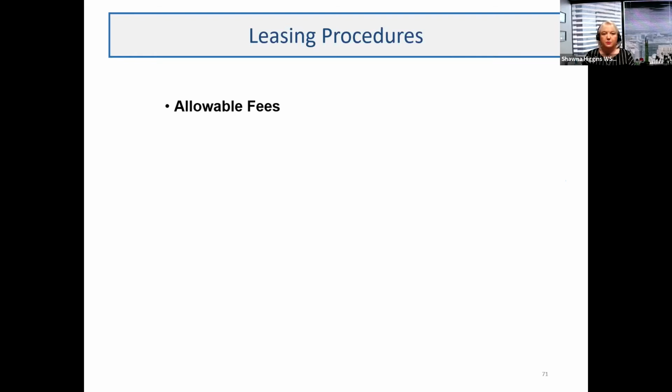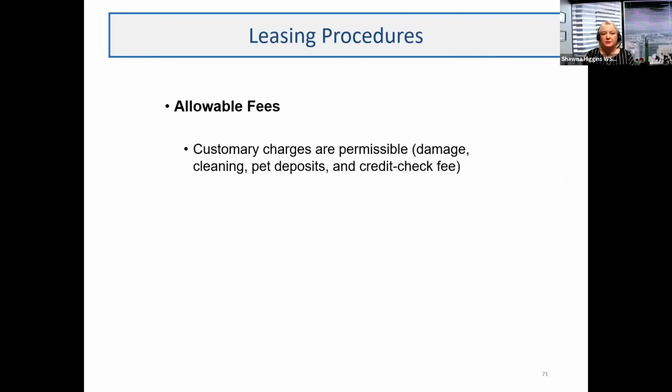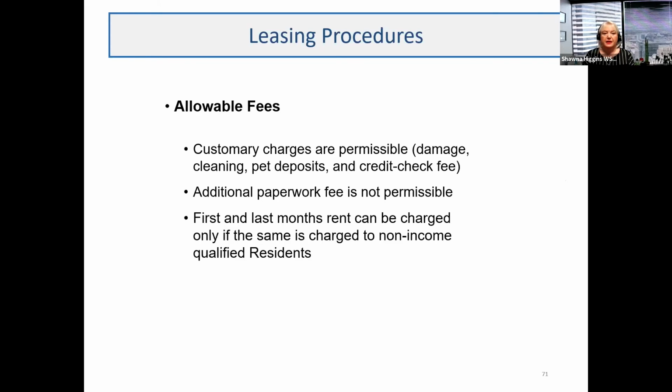All right, so allowable fees. Customary charges are permissible: damage, cleaning, pet deposit, and credit check fees. Additional paperwork fee is not permissible, meaning if you have to do additional paperwork, you can't charge them for that. First and last month's rent can be charged only if the same is charged to non-income qualified residents.